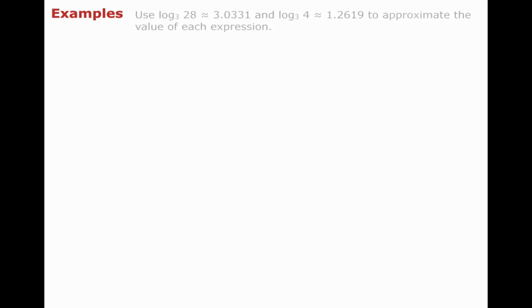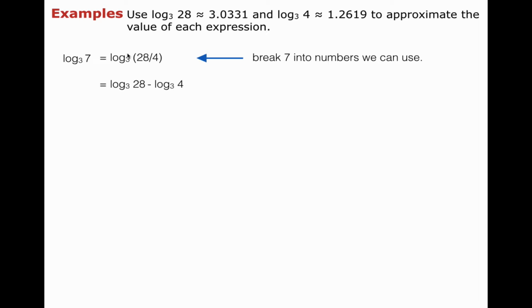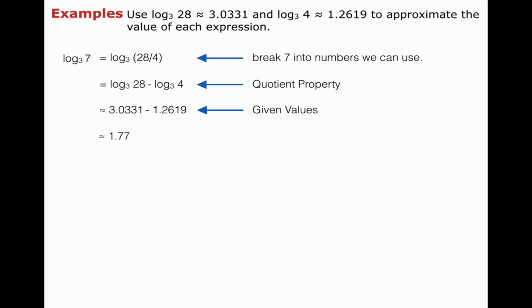All right, another example. We have the same numbers that we're going to use. We know those two values, so those are our goal. How can we do this when we have log of 7? Well, we could rewrite log base 3 of 7 as 28 divided by 4. Now we can break this quotient into a subtraction problem. That's the quotient rule, the quotient property. And now we already know that these two things have these two values, so we can replace them, and we get our final answer of approximately 1.7712.